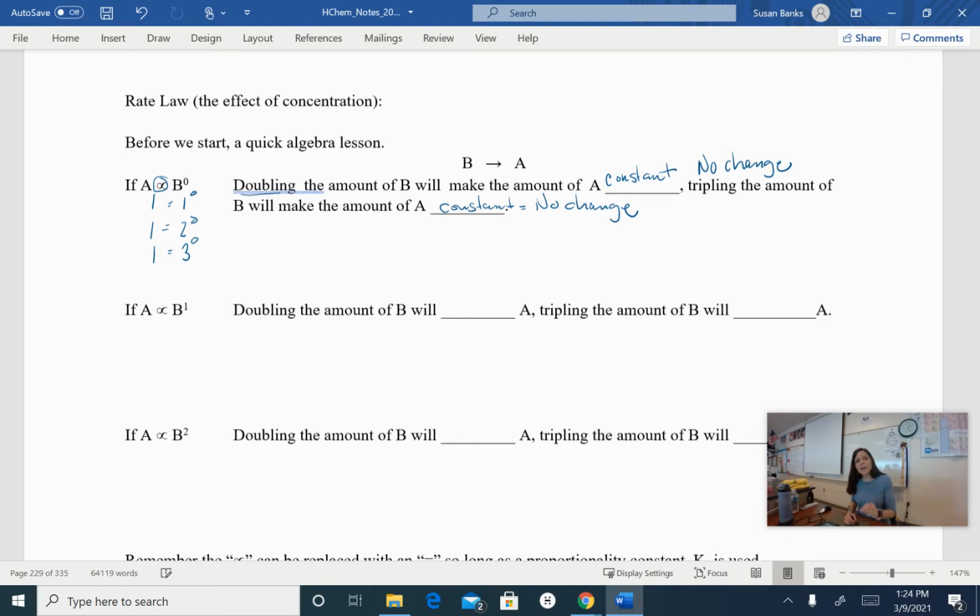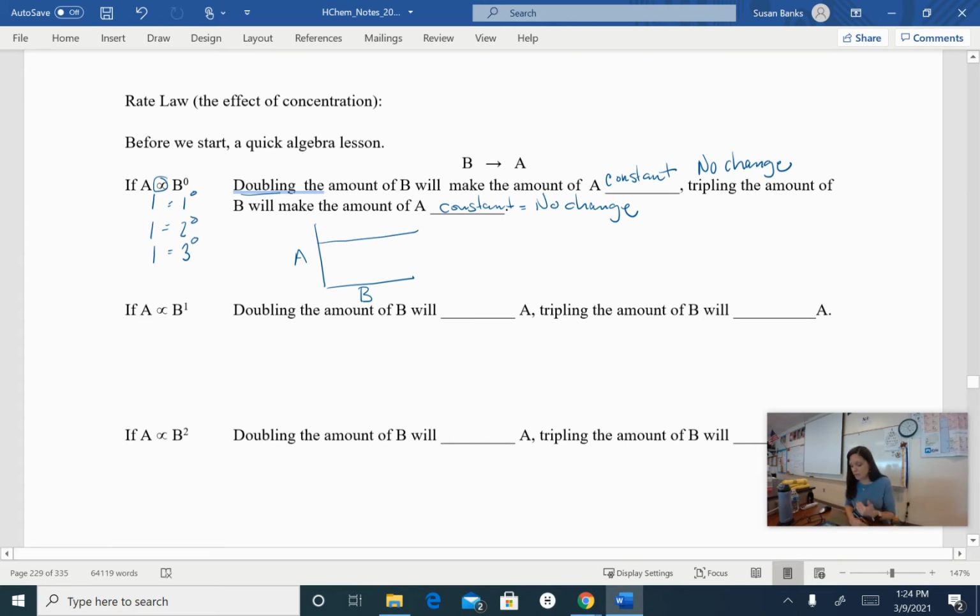Okay, so if I was to graph this on a Cartesian graph where B is on the X and A is on the Y, I would get a graph like this. I would get a constant line. It didn't matter what B would be, A would always be the same.